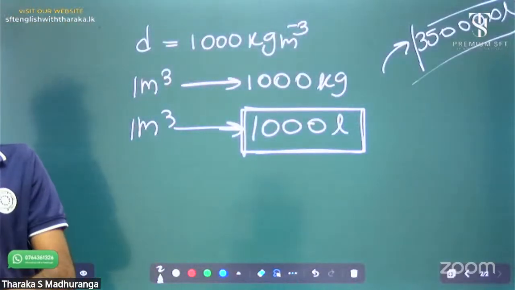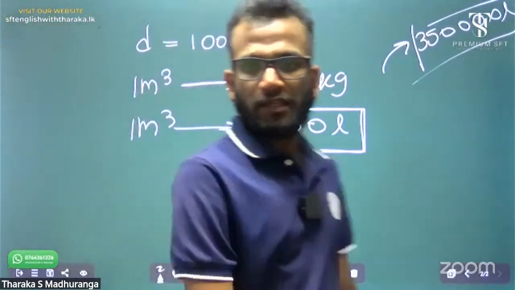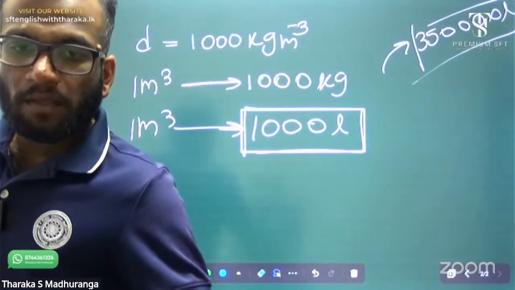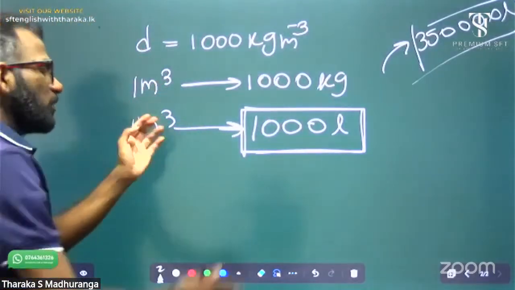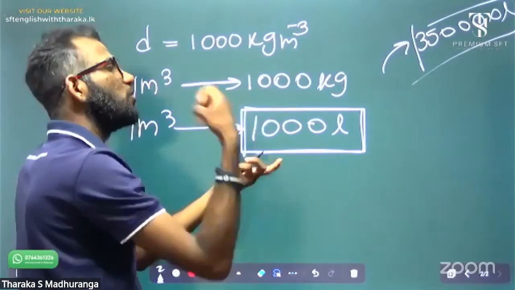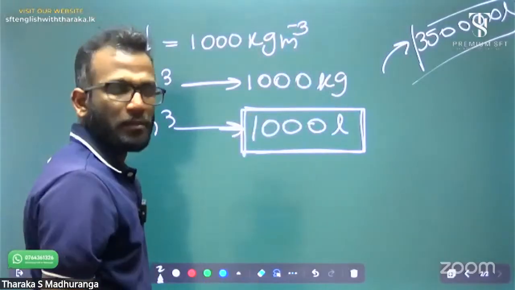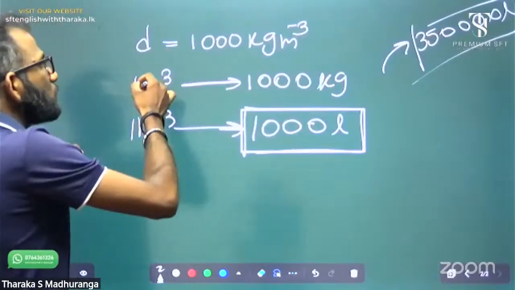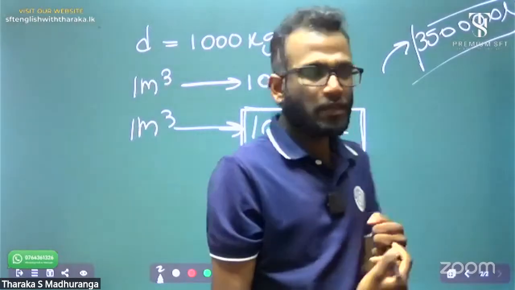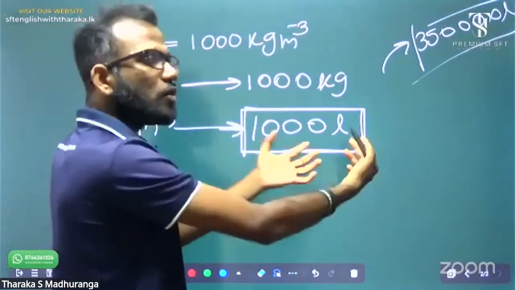Then what about the density? Any liquid other than water, if we fill kerosene or petrol or whatever, we can fill 350,000 liters, no problem. But remember, the density is important to calculate the weight, the mass in kilograms. Now any liquid, 1 cubic meter equals 1000 liter.